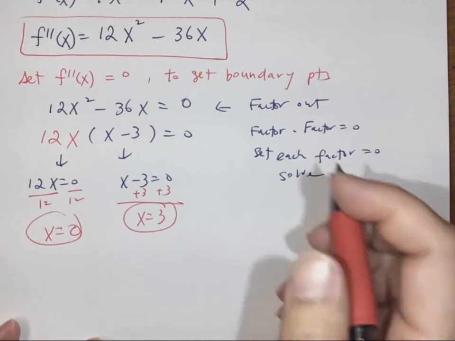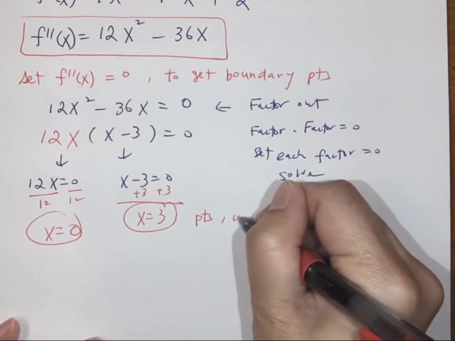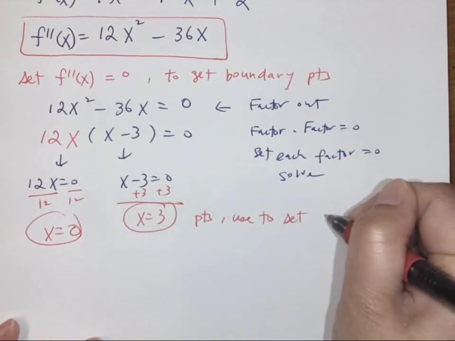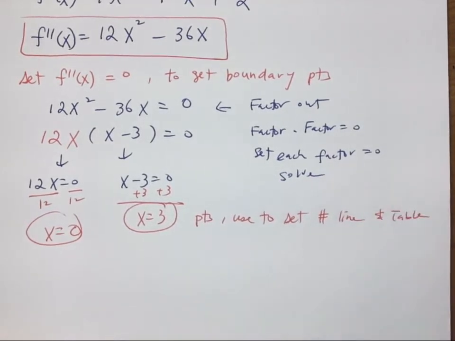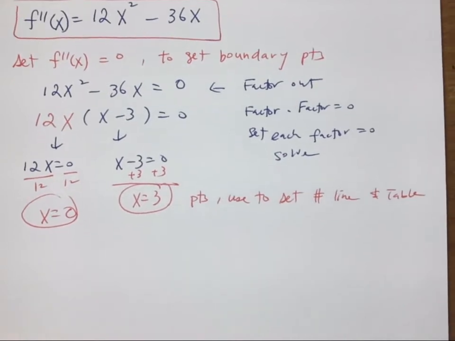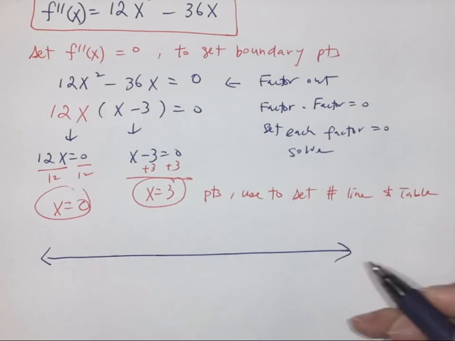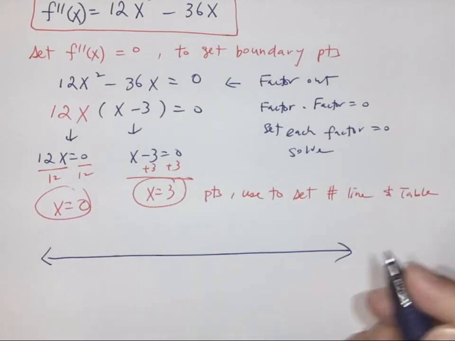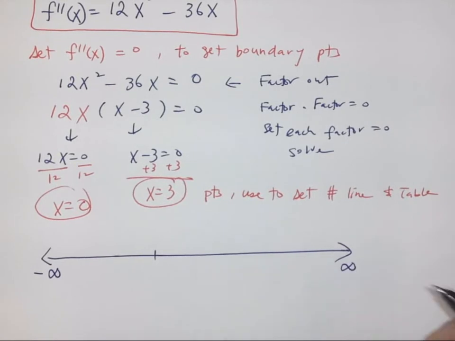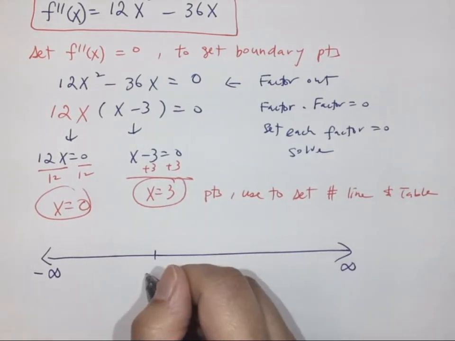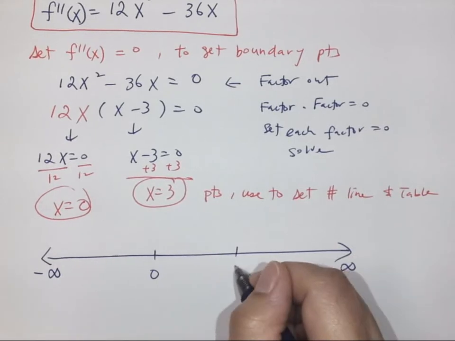After you have the boundary points, use them to set up a number line and table. Again, anytime you need to pause the video, feel free to do it. On the number line, make sure you put the smaller number first, because this is going from negative infinity to positive infinity, right? So this is my 0, and this is my 3.